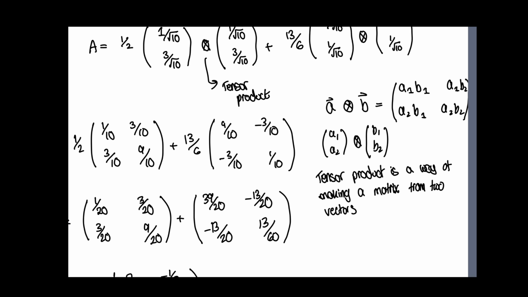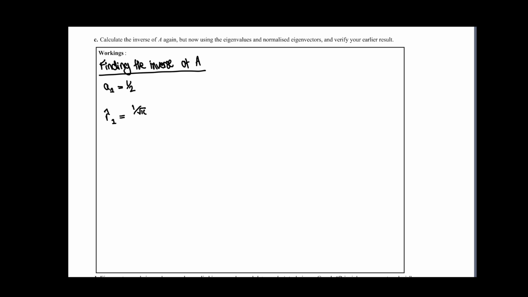Moving on, part C: calculate the inverse of A again, but now using the eigenvalues and normalized eigenvectors, and verify your earlier result. Okay, so finding the inverse of A. So we know that lambda 1 is a half, r1 is 1 over root 10, 3 over root 10, lambda 2 is equal to 13 over 6, and r2 is equal to minus 3 over root 10 and 1 over root 10.